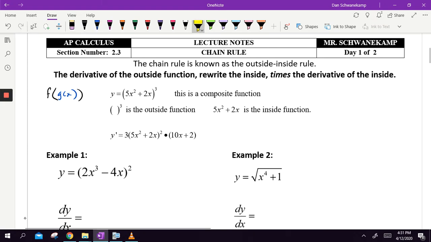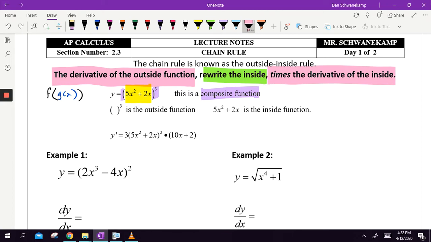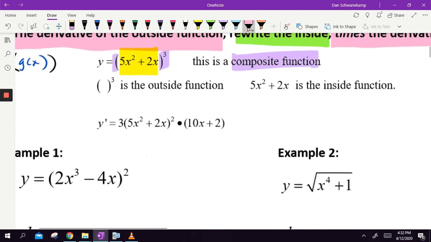This thing right here is a composite function. We've got the inside, 5x squared plus 2x, and we've got the outside, that the whole thing is cubed. If I want to take the derivative of a composite function, we are going to use chain rule. Here's how it looks. You're going to take the derivative of the outside function. You are going to rewrite the inside function, and then you are going to multiply times the derivative of the inside.